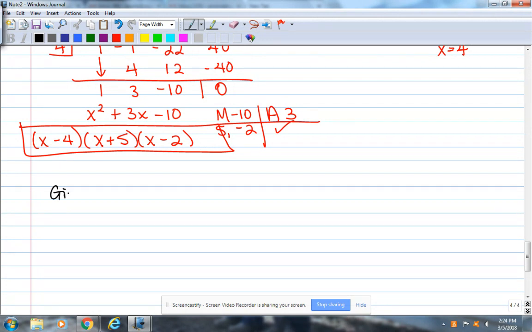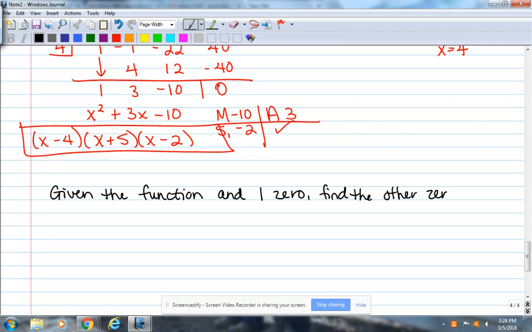Given the function, one zero, find the other zeros. Zeros are another word for a solution. They're also another word for the word roots. Some people will say find the roots. And also, zero is another term for the x-intercept.